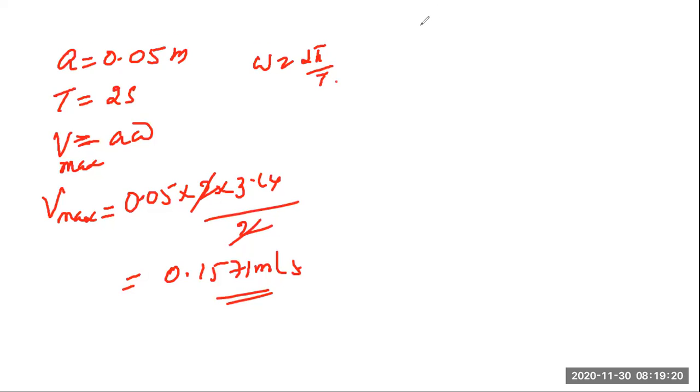Is it over? Yes, sir. Next question. A particle executing linear simple harmonic motion. Simple harmonic motion, you write just SHM, short form. A particle executing linear simple harmonic motion has a maximum velocity of 40 centimeter per second.